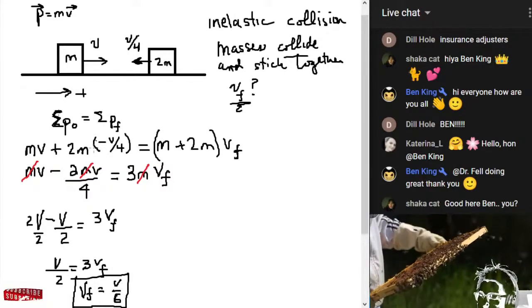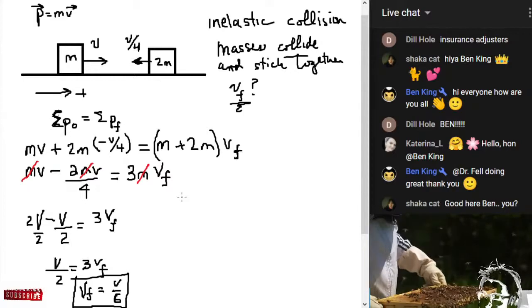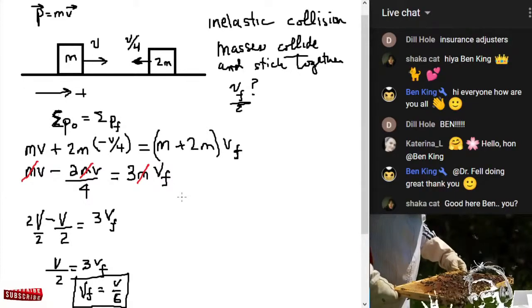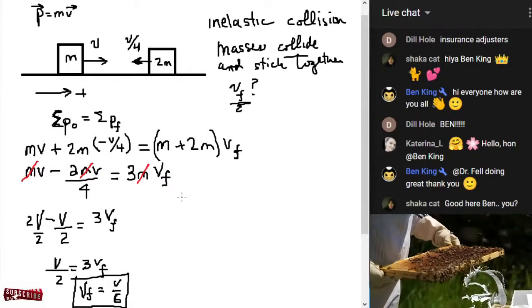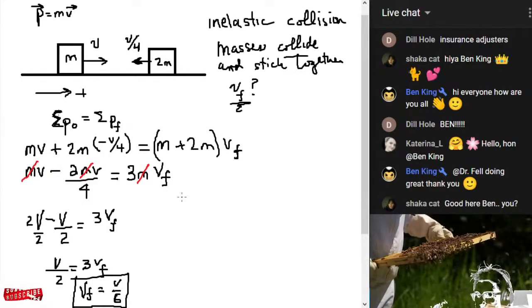So when they collide and stick together, they're both going to move to the right at a much slower velocity than either of them were initially. That makes sense.